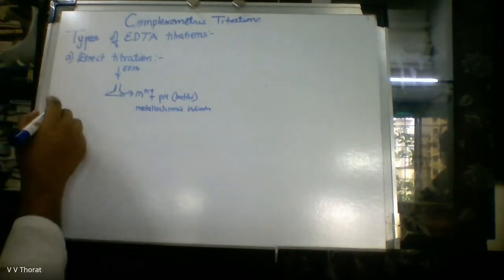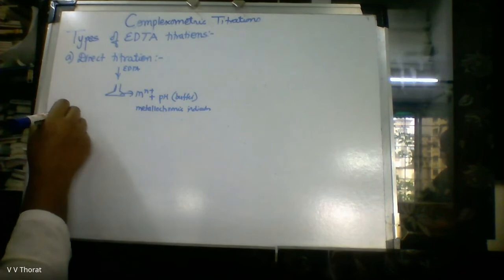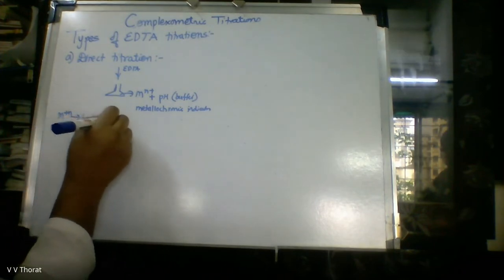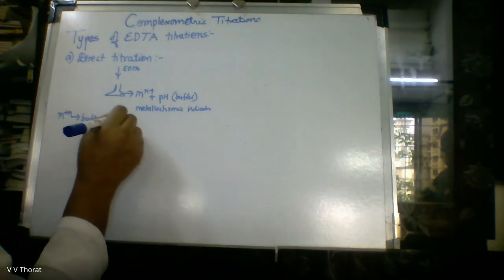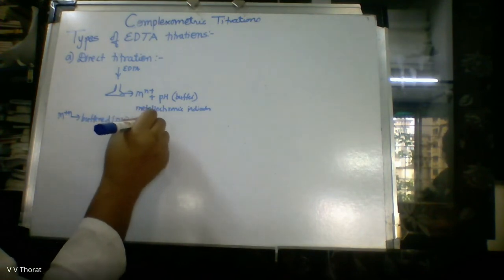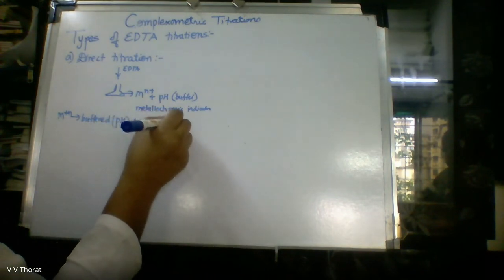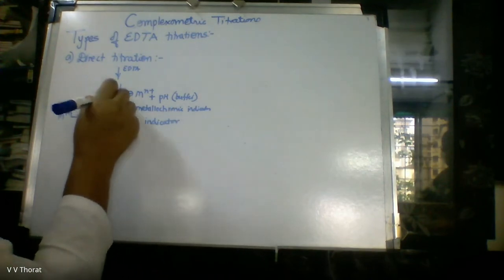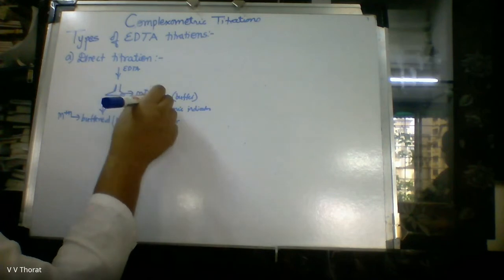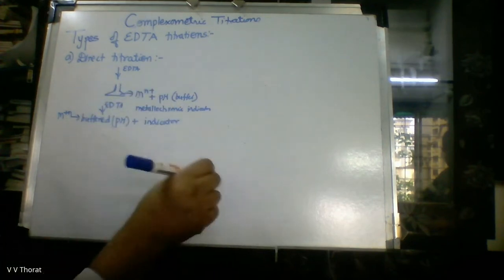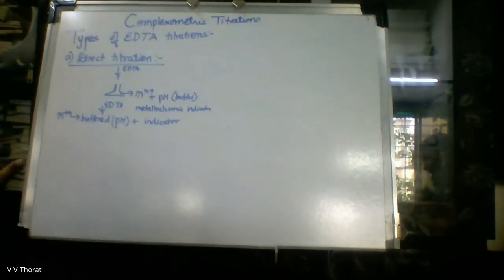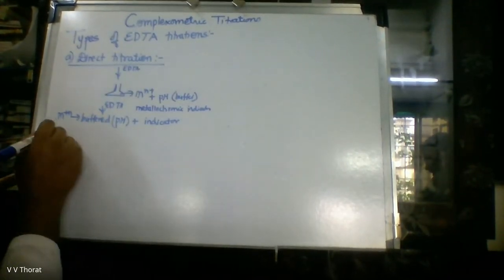So direct titration: metal ion solution is buffered at a desired pH, indicator is added, and then it is titrated against EDTA. Simple. मेटल आयन ले लो, उसमें बफर डालो, पीएच एडजस्ट करो, इंडिकेटर डालो एंड टाइट्रेट. That is direct titration. One more thing is there.